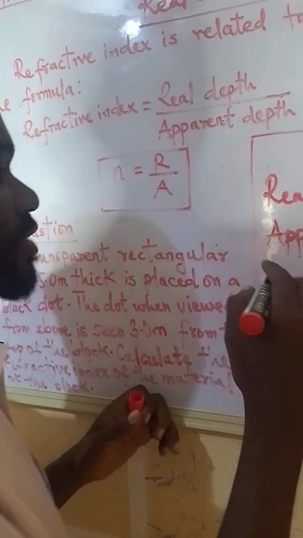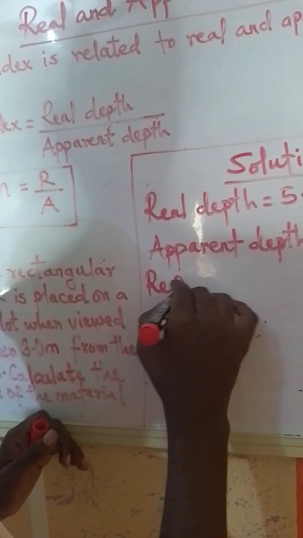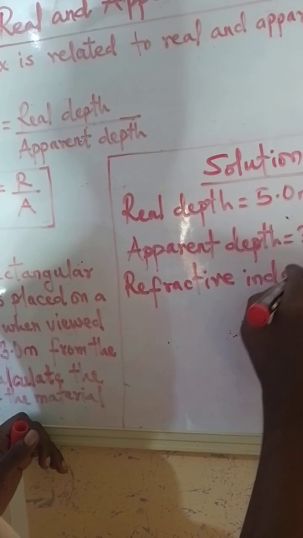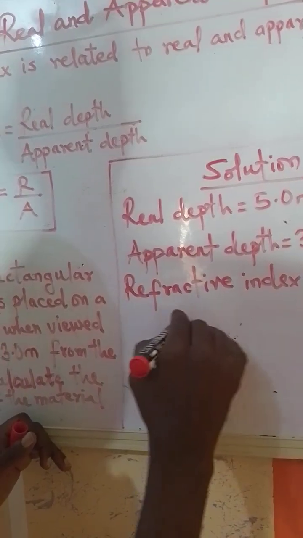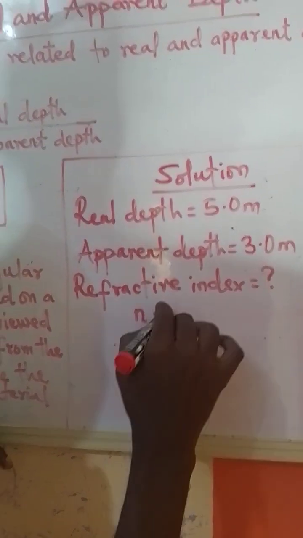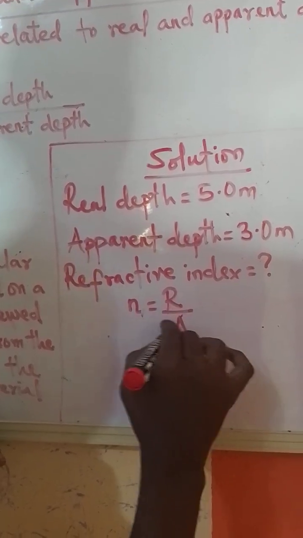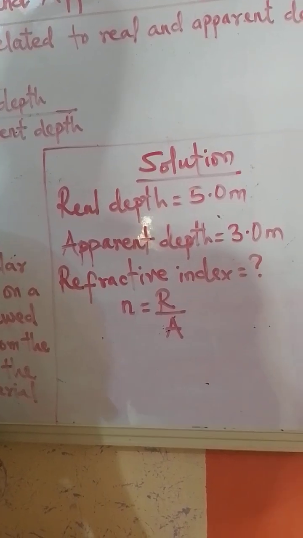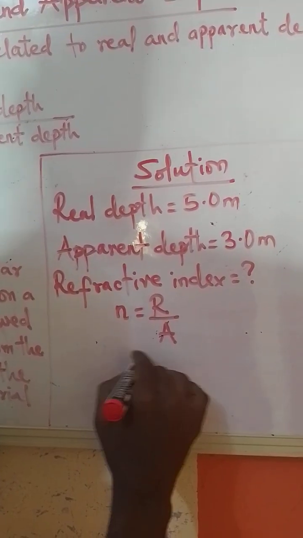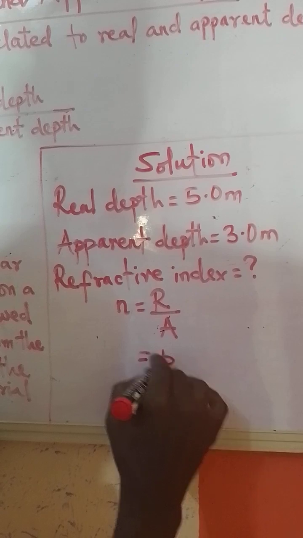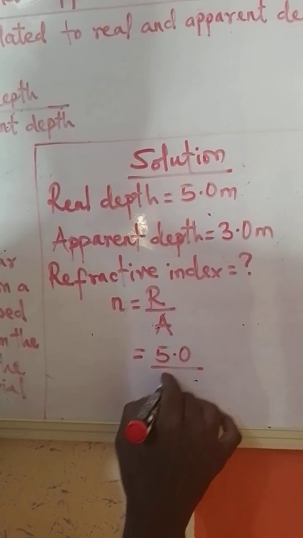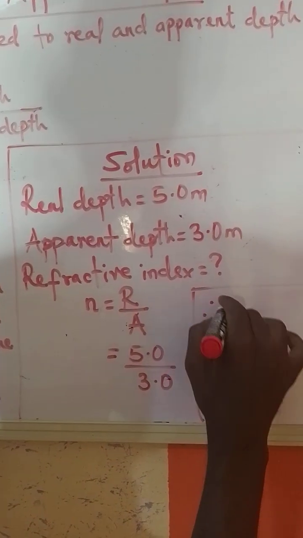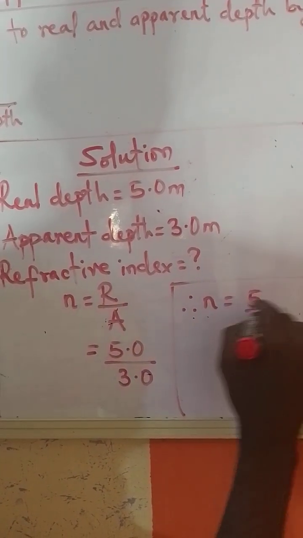So we can apply our formula. The refractive index is what we are looking for, the refractive index of the material of the block. We don't have that, so let's use our formula. N equals capital R over A. This symbol, though it is not really N, is a symbol we use to represent the refractive index, looking like N. And that will be, the real depth is 5.0 meters over 3.0 meters. So therefore, our refractive index will be equal to 5 over 3.